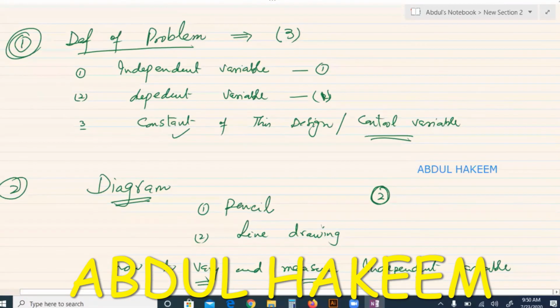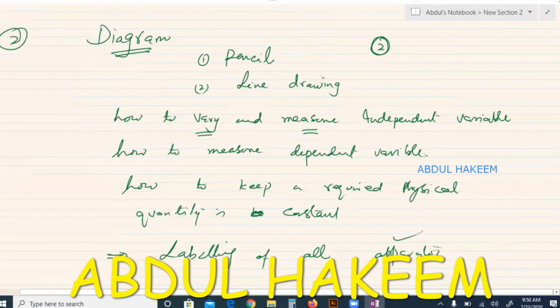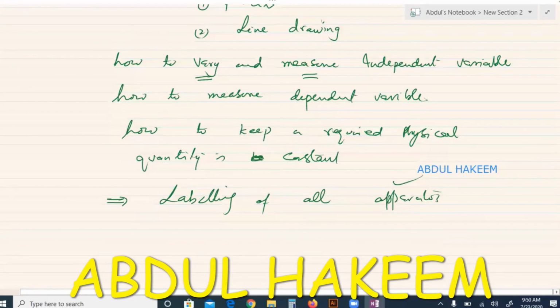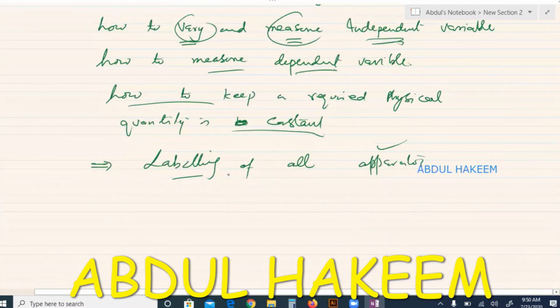So the first definition of the problem, 3 marks, then the diagram with the pencil, line drawing, and we have to draw the instrument which varies and measure the independent variable. We have to draw the instrument which measures dependent variable, and we have to draw the instrument which keeps the physical quantity constant, and at the end we have to label each and everything. So this is the requirement of the diagram.